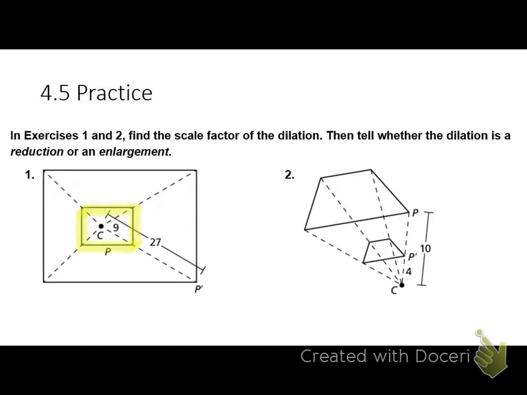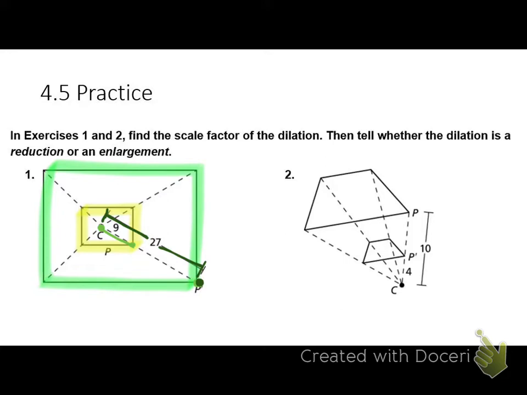Alright. What is the distance from the corner to point C? It is 9. So 9 corresponds with the smaller rectangle. Guys, I can talk, I promise. And then how far is the corner of the larger rectangle from point C? It is 27. So 27 corresponds with the larger, and then 9 corresponds with the smaller.